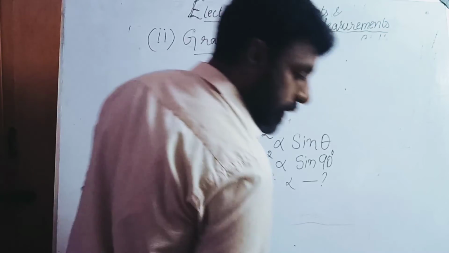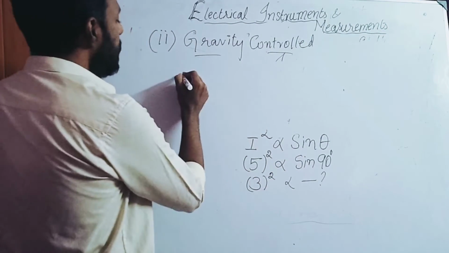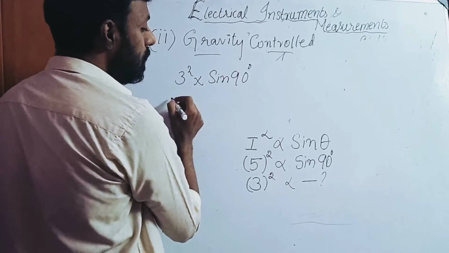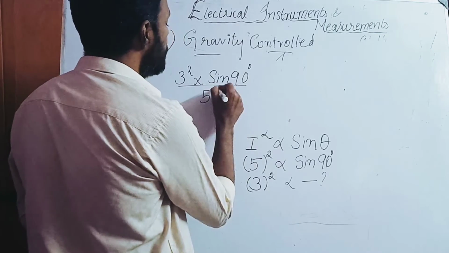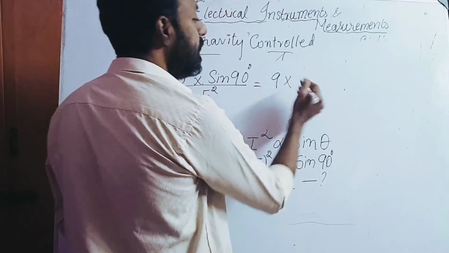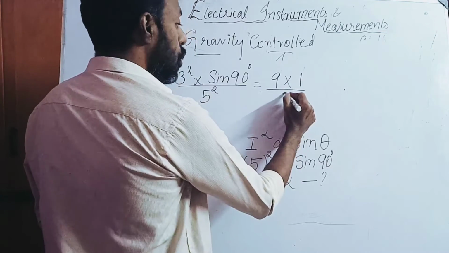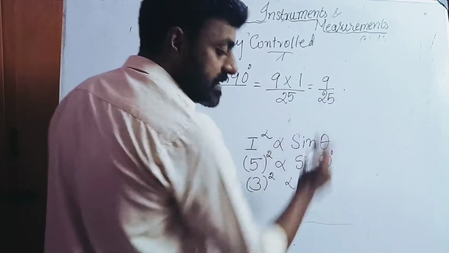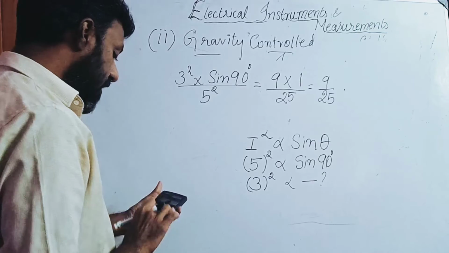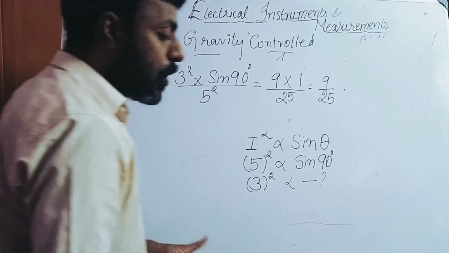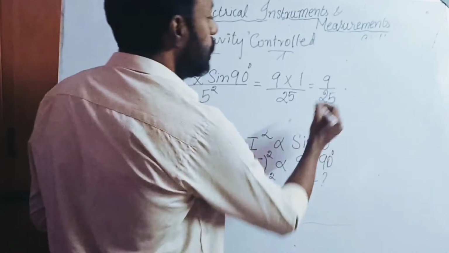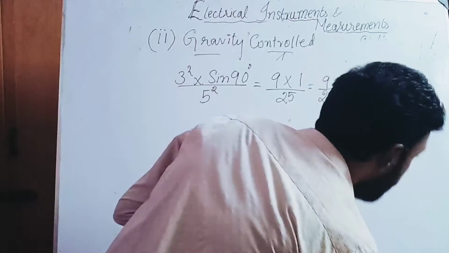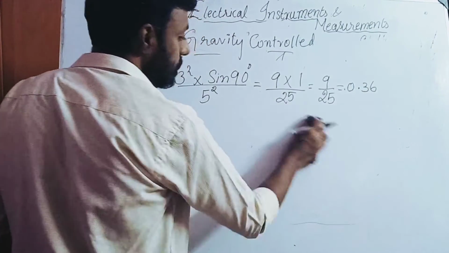Here we need to put 3 squared into sine 90 degree divided by 5 squared. So this will be 3 3s are 9 into sine 90 is 1 divided by 5 5s are 25. So this will be 9 divided by 25. So what is 9 divided by 25? 9 divided by 25 is nothing but 0.36. So this value is 0.36.